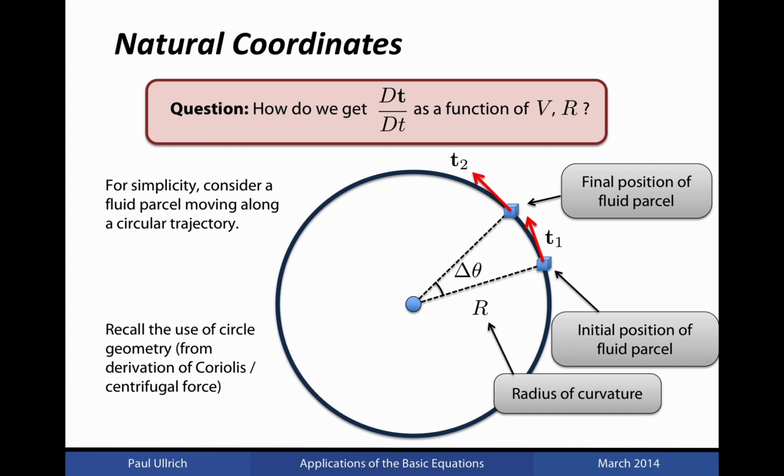We're going to use circle geometry in order to derive an expression for the material derivative of the tangent vector. Let's assume that we have a fluid parcel here denoted by a blue box with initial tangent vector t1 that then adjusts its position to the top of this diagram, the second blue box, located with tangent vector t2. Because it's following along a circle, we know exactly the location. We know that it has the same radius from the center of the circle at both position 1 and position 2. And over this distance, we're going to define the angle subtended by the motion as delta theta.